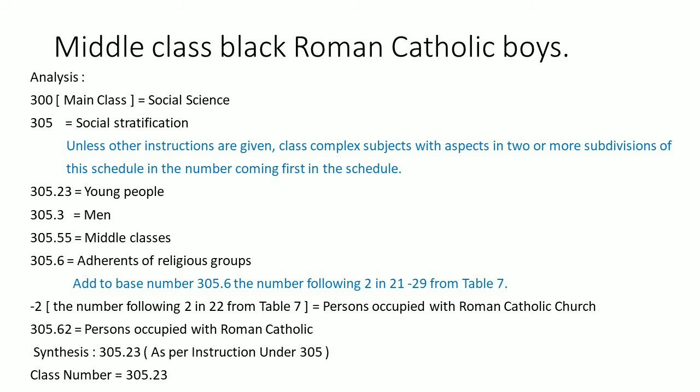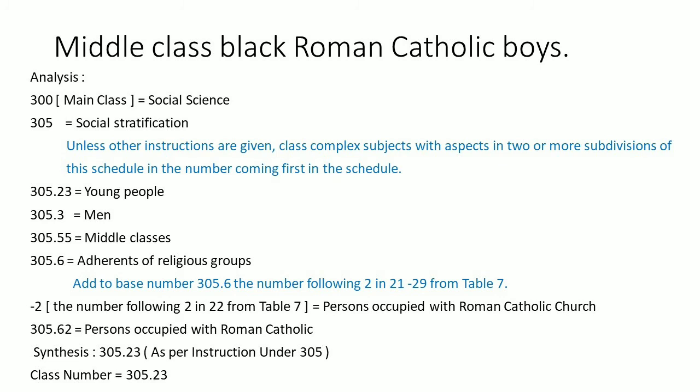Middle class people: for boys we can take the notation of boys either from men or from young people. These two notations imply the boys. So there is a different notation from the different parts of the schedule. So there are two or more subdivisions in this particular book, in this particular part of the schedule, and the number coming first in the schedule applies.